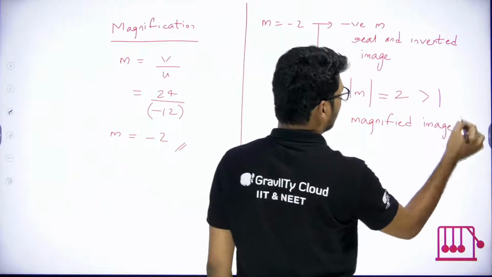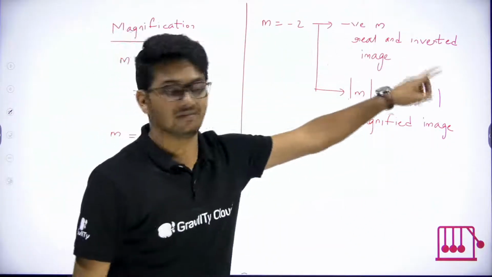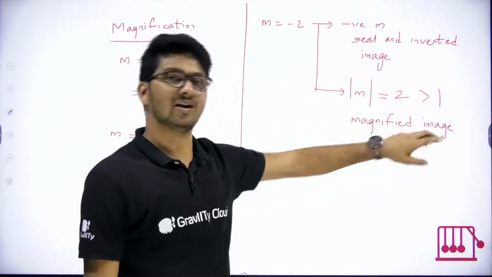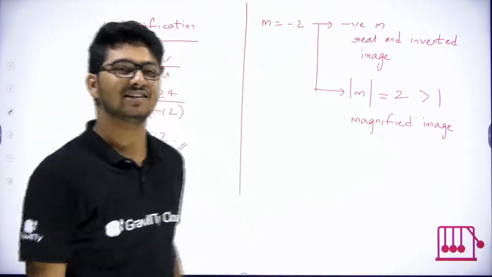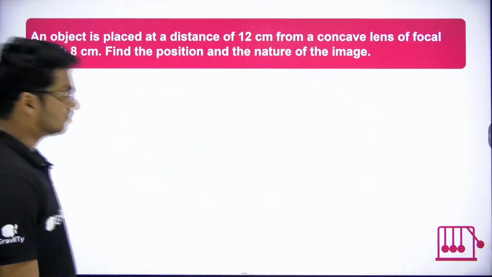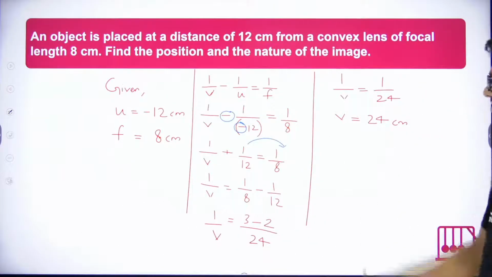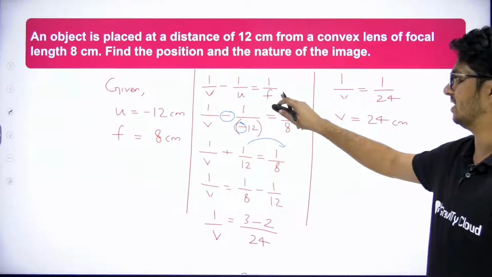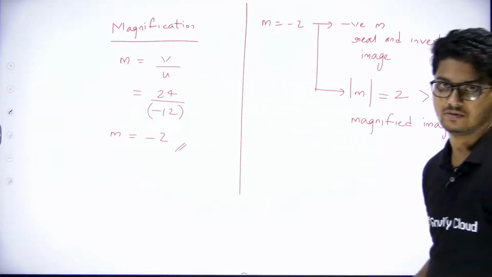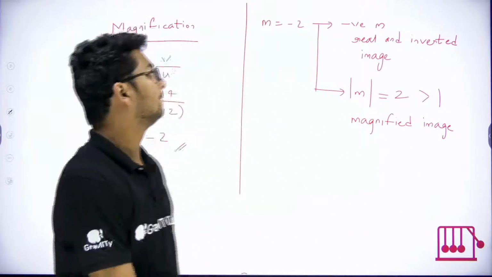See, we got the nature from the magnification. Negative will mean real and inverted. The magnitude of magnification greater than 1 will mean a magnified image. Understood? Good. So I think that question is done. That was for a convex lens. Simple formula, lens formula and the magnification. Do it, we'll get the answer. Okay? Good. Clear everyone?